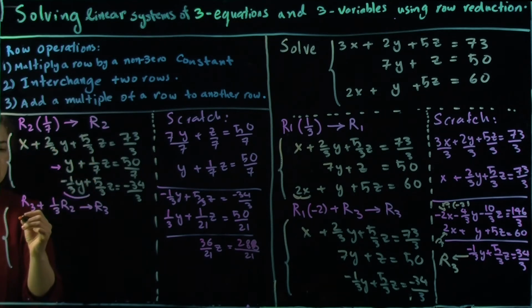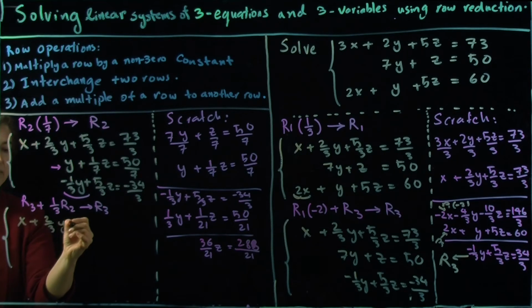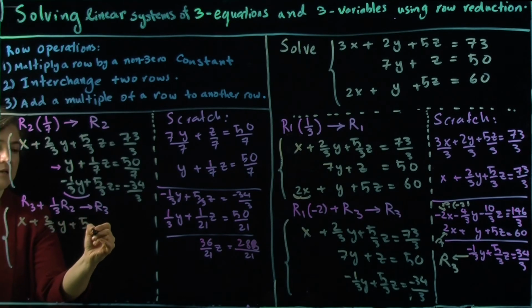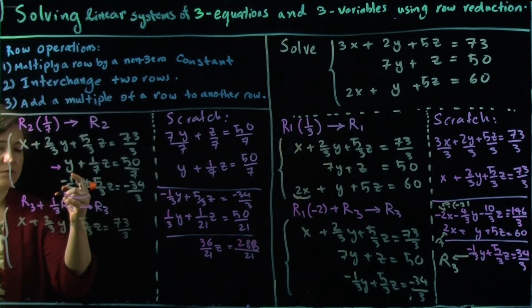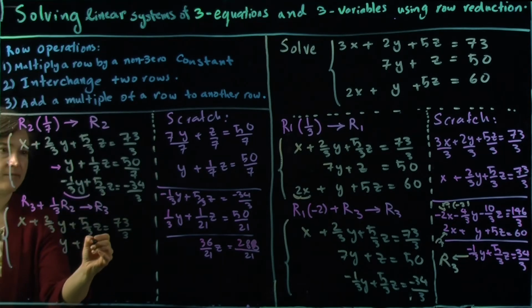Row 1 stays the same, so I go back to the immediately last system that I wrote. Row 2 stays the same.